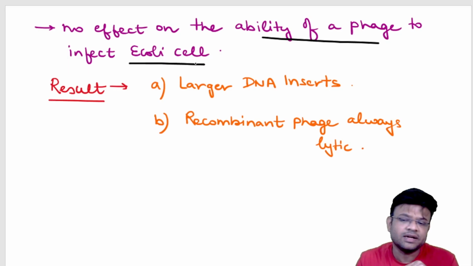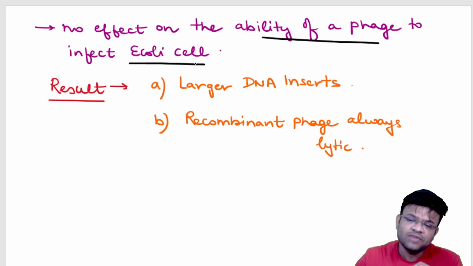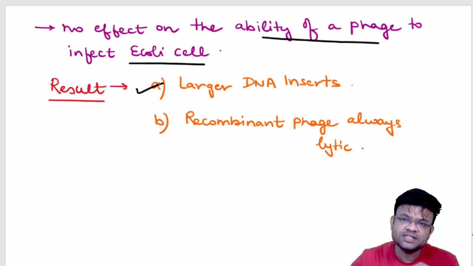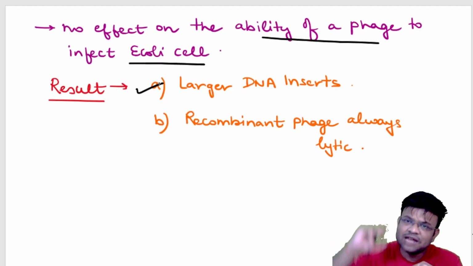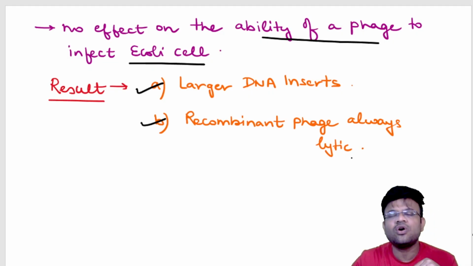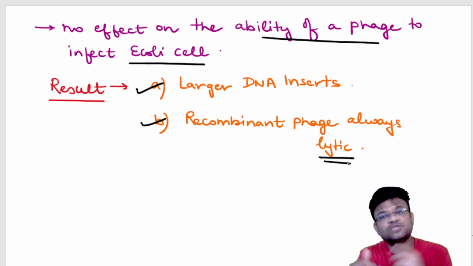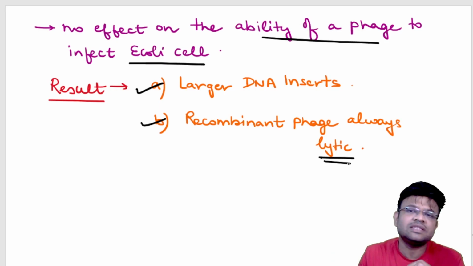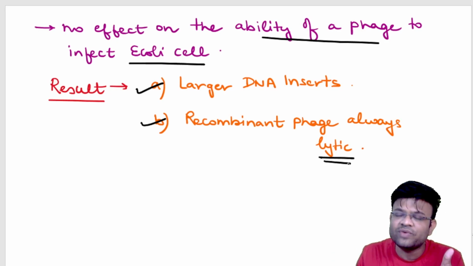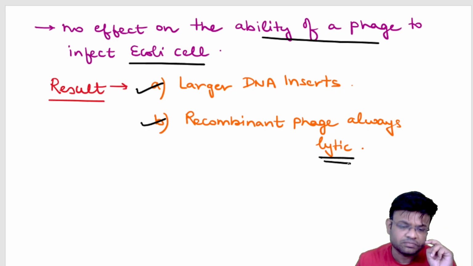I hope you got a clear understanding about this. So if we follow this process, we can get larger DNA inserts. That means a bigger size of our gene of interest can be put inside the bacteria. And the second thing is, recombinant phage will always be lytic in nature, because you have deleted the lysogenic region that was responsible for performing the lysogenic cycle. So obviously the only option left for the vector is to undergo the lytic cycle. I hope you got this clear.